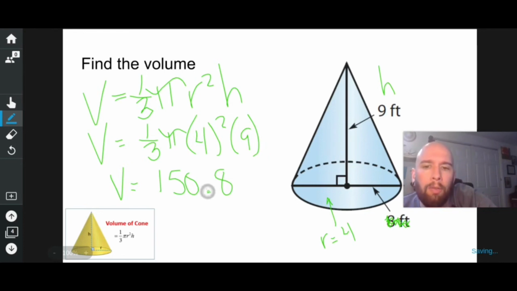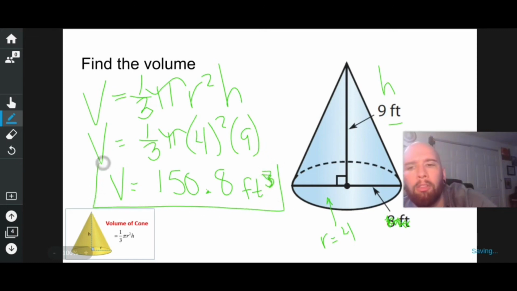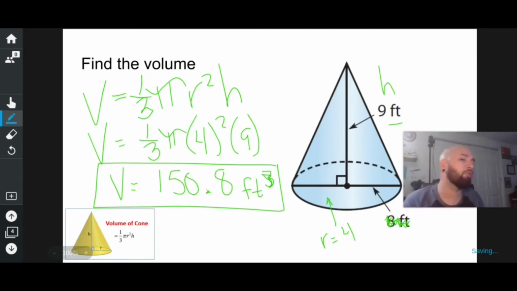My unit of measure was feet, so I'm going to say feet cubed because, again, we're talking about volume, and volume has to do with 3-dimensional figures, 3-dimensional like a cube.